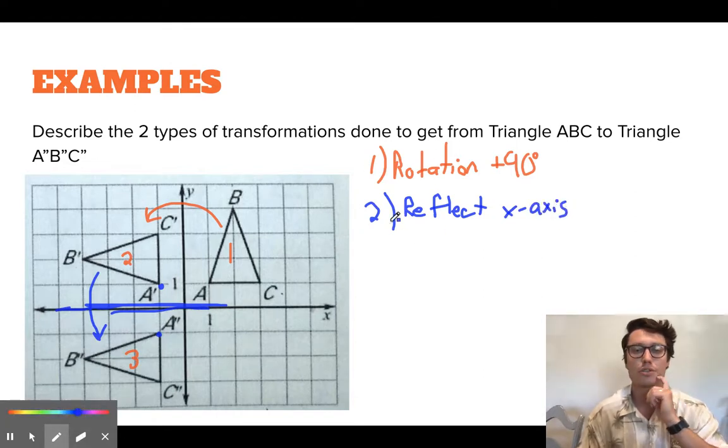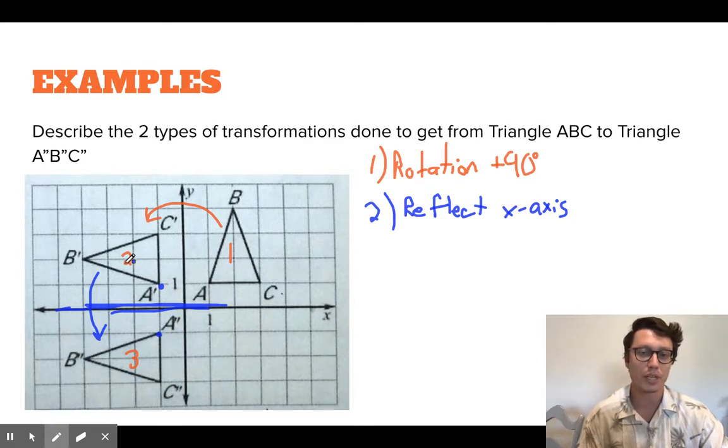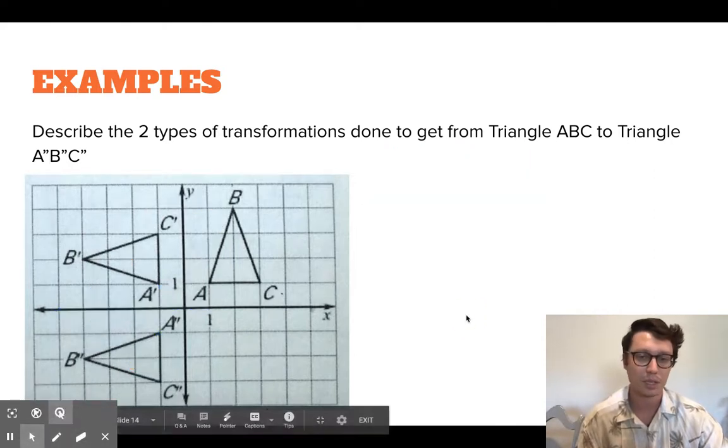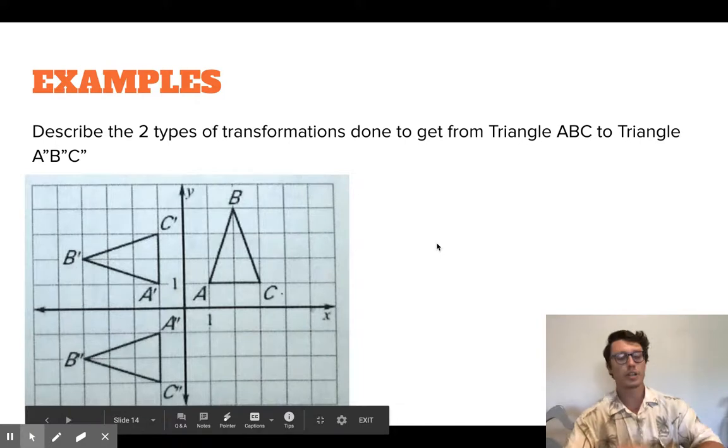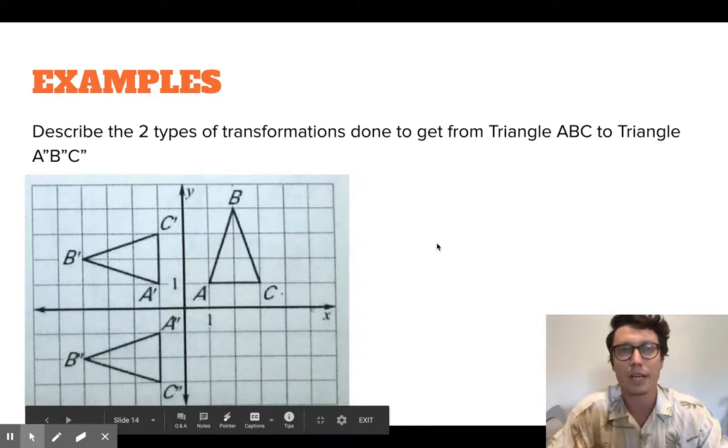Okay, those are the 2 rules. The first rule, we rotated a positive 90 degrees, and then we flipped and reflected across the x-axis. Okay, that's all I have. I tried to keep it as short as possible. Again, this was technically no new material.